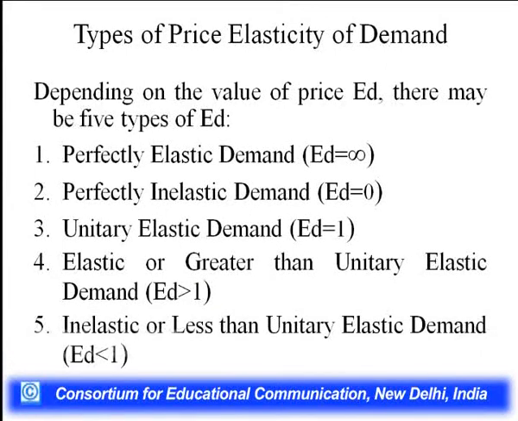Depending on the value of the price elasticity of demand, there may be five types of elasticity of demand. One is perfectly elastic demand, in which the absolute value of the elasticity of demand turns out to be infinite. The second is perfectly inelastic demand, where the value of elasticity of demand is equal to 0. Third is unitary elastic demand, in which ED is equal to 1. Fourth is elastic, or greater than unitary elastic demand, that is ED greater than 1. And fifth, inelastic, or less than unitary elastic demand, in which ED is less than 1.